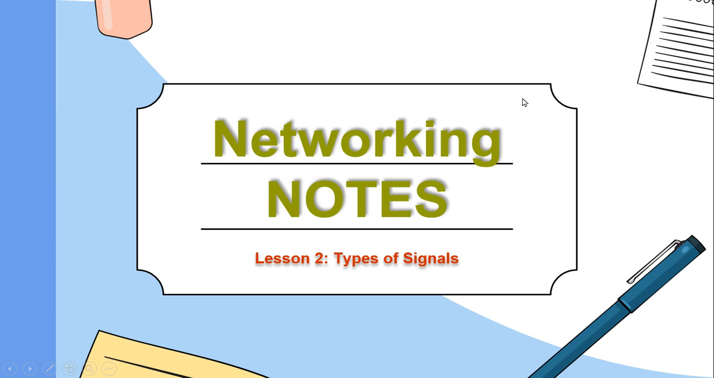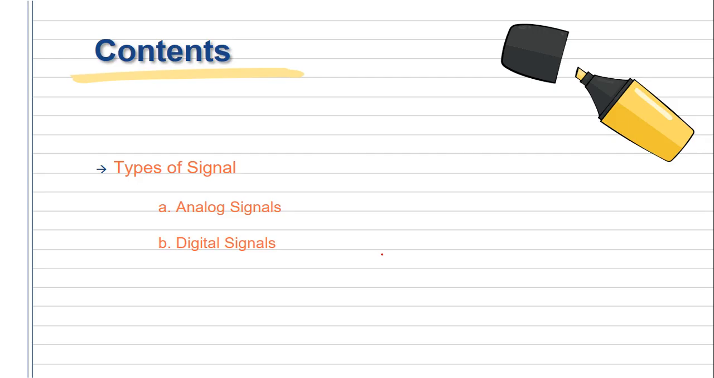Hello everyone. In this video we will learn about the different types of signals that we have in networking and telecommunication. We will learn about two types of signals: one is called analog signals and the other is called digital signals. Let's learn one by one what an analog signal is and what a digital signal is.